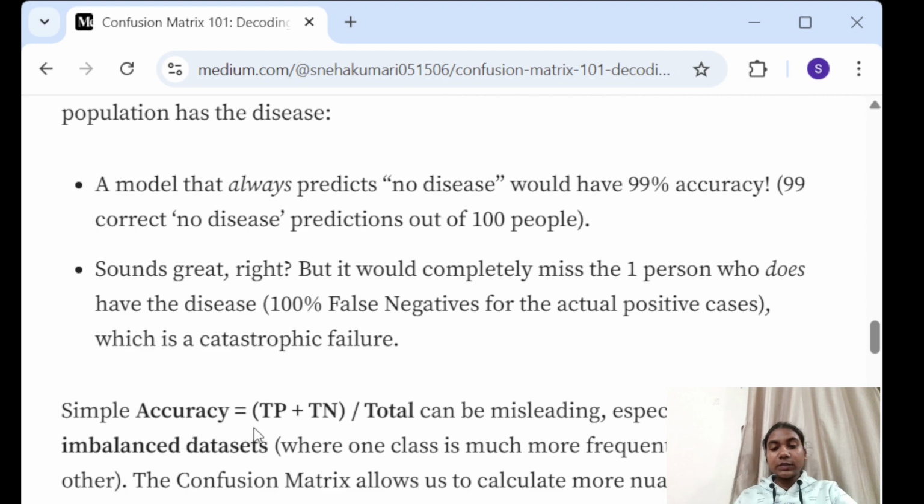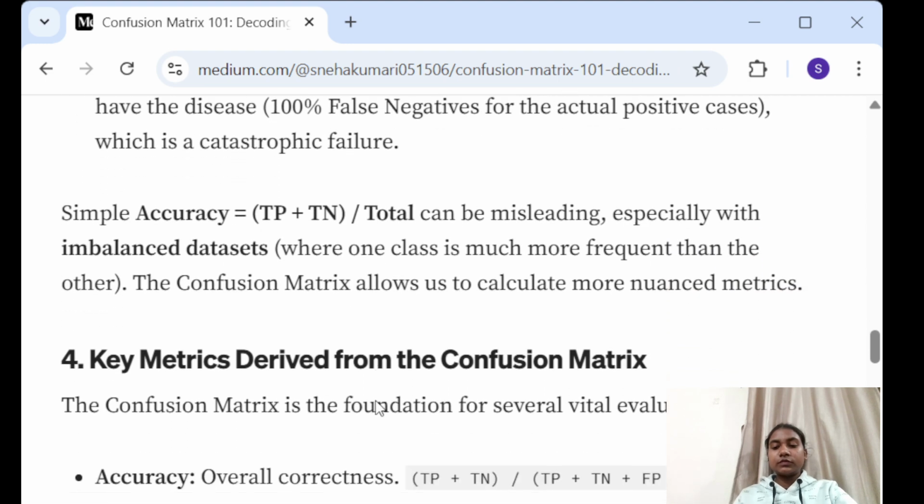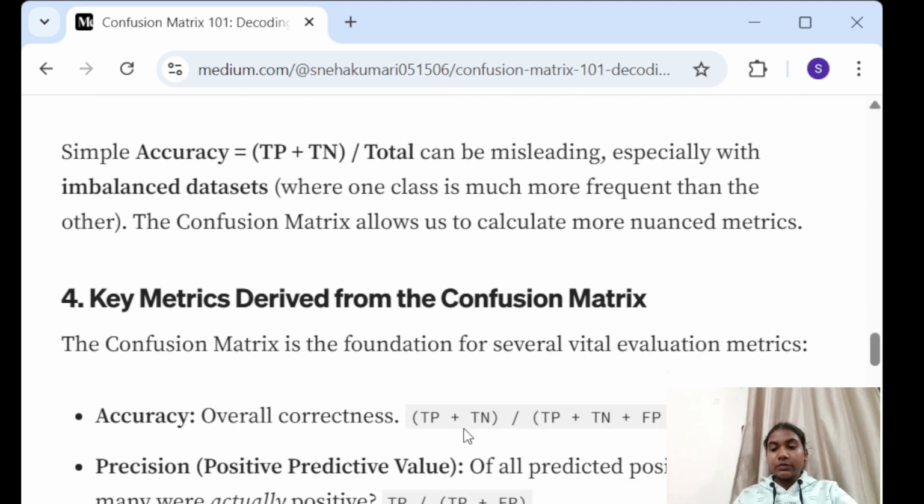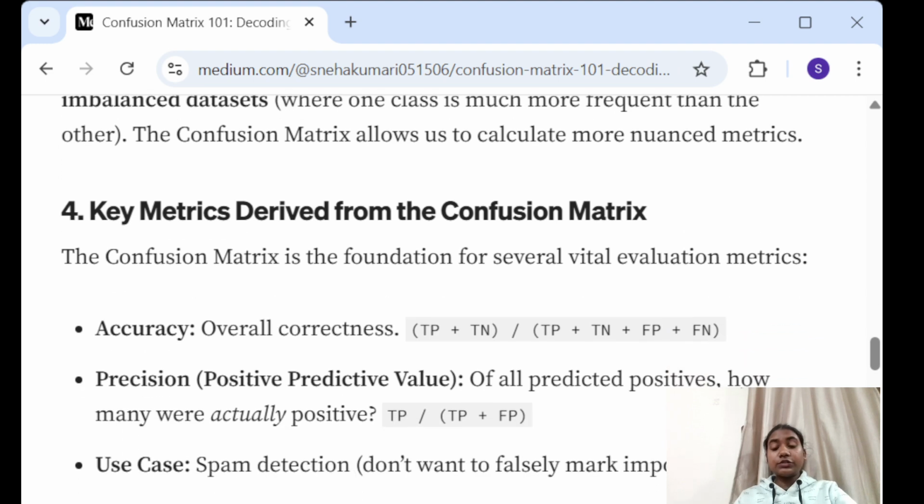Accuracy is equal to TP plus TN divided by total, which means true positive plus true negative divided by all the four values: TP plus TN plus FP plus FN. Precision means positive predicted value. Precision is equal to TP divided by TP plus FP.